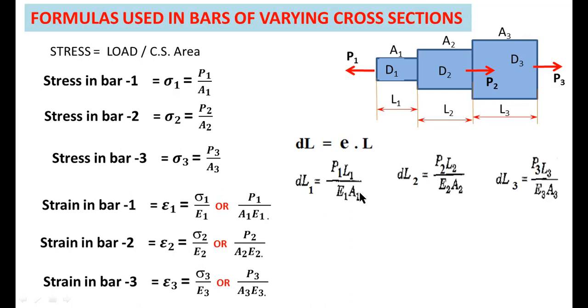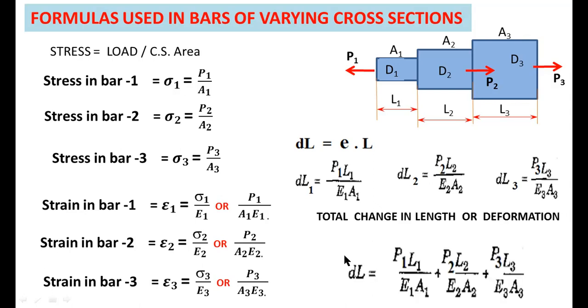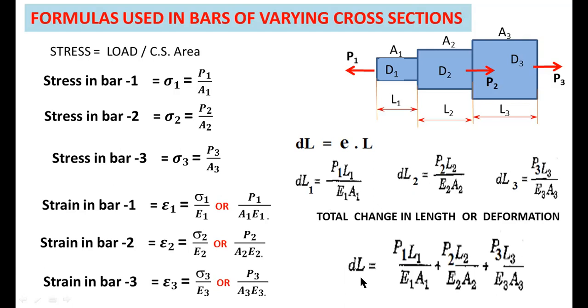If you want to find the total deformation in the bar, then you have to add all these three values. Total change in length or total deformation in the bar is obtained by adding the three deformations: delta L equals delta L1 plus delta L2 plus delta L3. This is the final formula for total change in length or total deformation in the body. You have to consider a positive sign for tensile loads and a negative sign for compressive loads. It is very important.